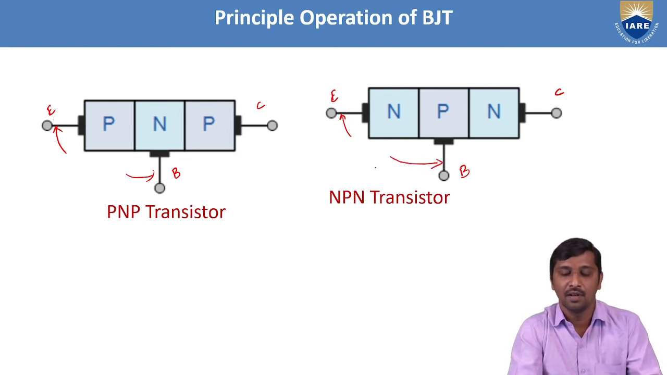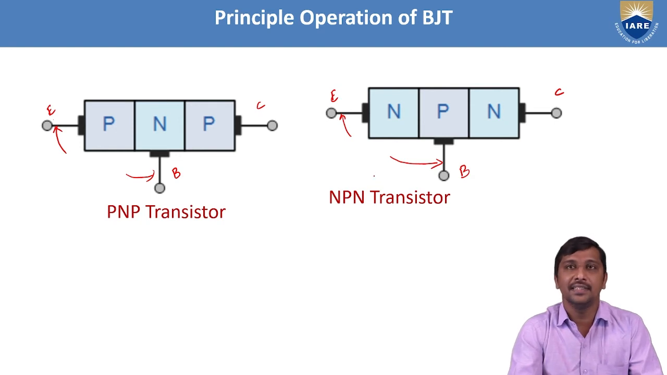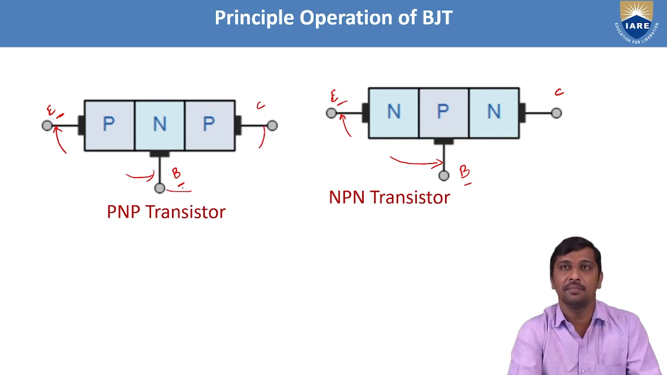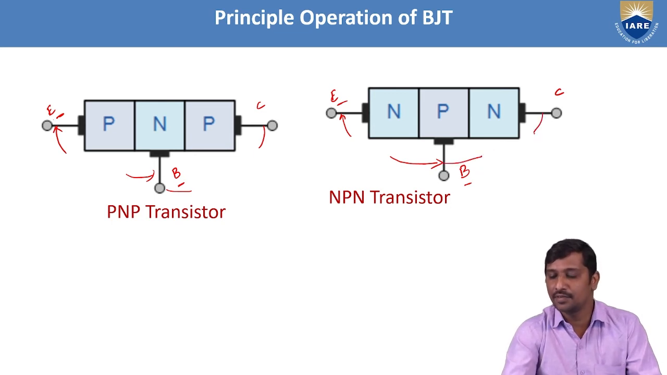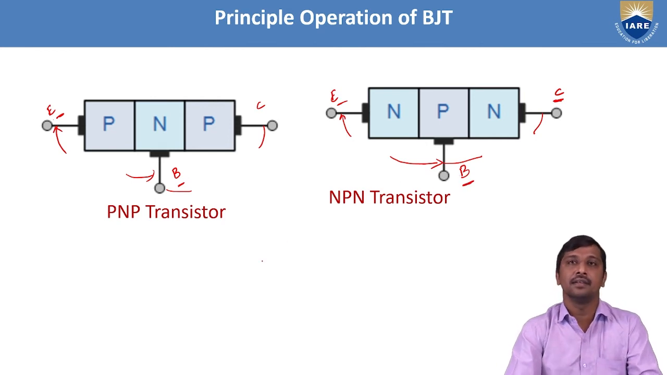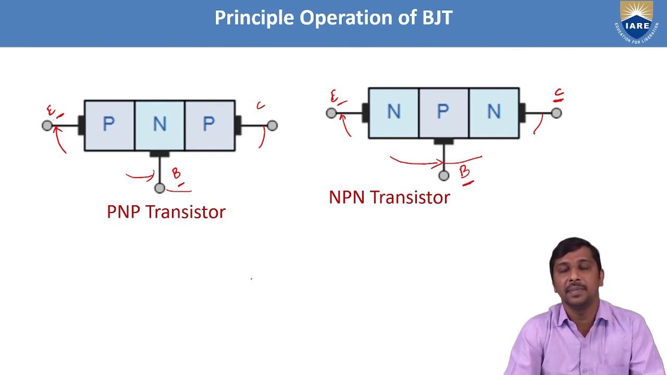That is the reason. Whatever the transistor, either PNP or NPN, one junction is always formed between emitter and base. Similarly, another junction is formed between collector and base. Here also you can observe in the NPN transistor, another junction is formed between collector and base. That is the reason a BJT forms two junctions.